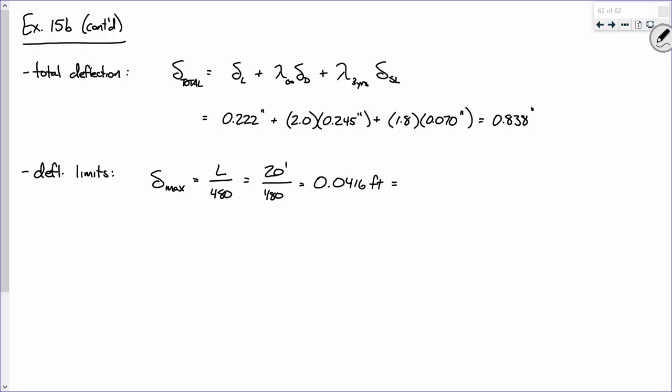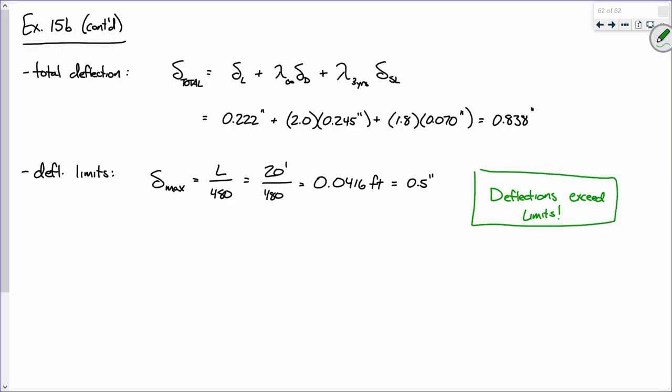0.5. I mean, think about it. 20 feet is 240 inches. 240 inches over 480, that's half an inch. So what does that mean for this beam? It failed. It exceeds the limit, right? So the answer to this particular question is that the deflections exceed the limits. So if you want a good or no good answer, this is no good, okay?